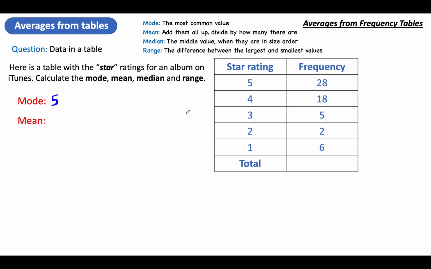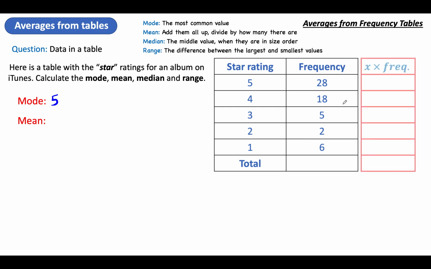Mean, okay, well, if I'm going to do the mean, I need to, first of all, add another column. And we're going to do our category times by the frequency. So I need to do 5 times by 28, which is 140. I need to do 4 lots of 18, which is 72. Oops, that is a 2. That's rubbish 2, isn't it? Never mind. 3 lots of 5, which is 15. 2 lots of 2, which is 4. 1 lot of 6, which is 6.